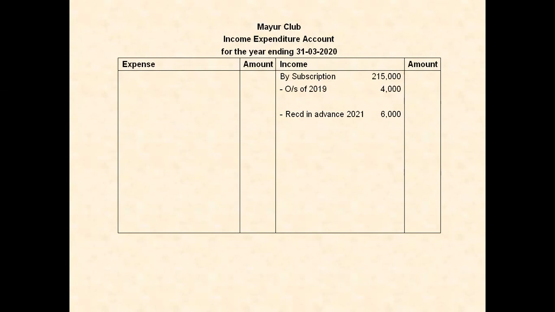What do they say? There are 500 members each paying annual subscription of 500, which means 2,15,000 will be going to the outer column. And what is the outstanding of current year now? 45,000.